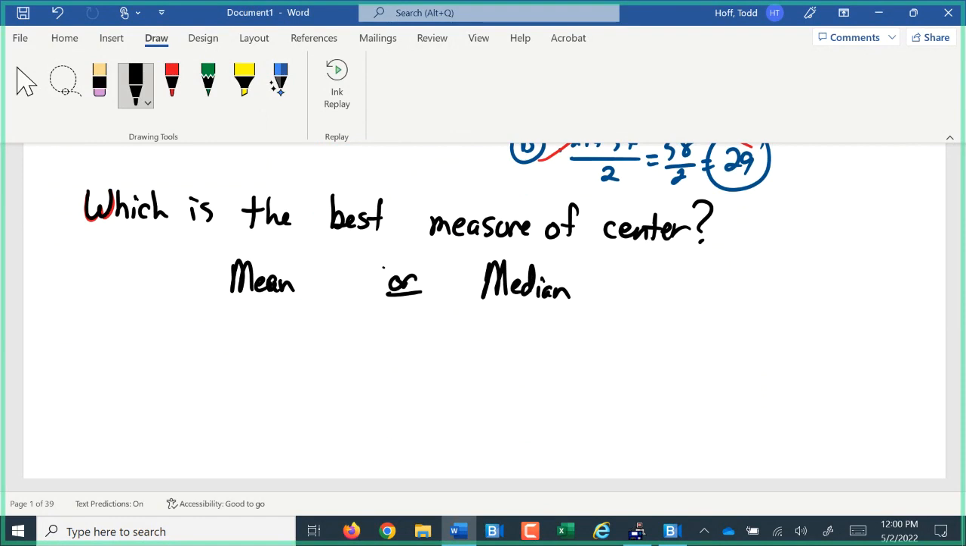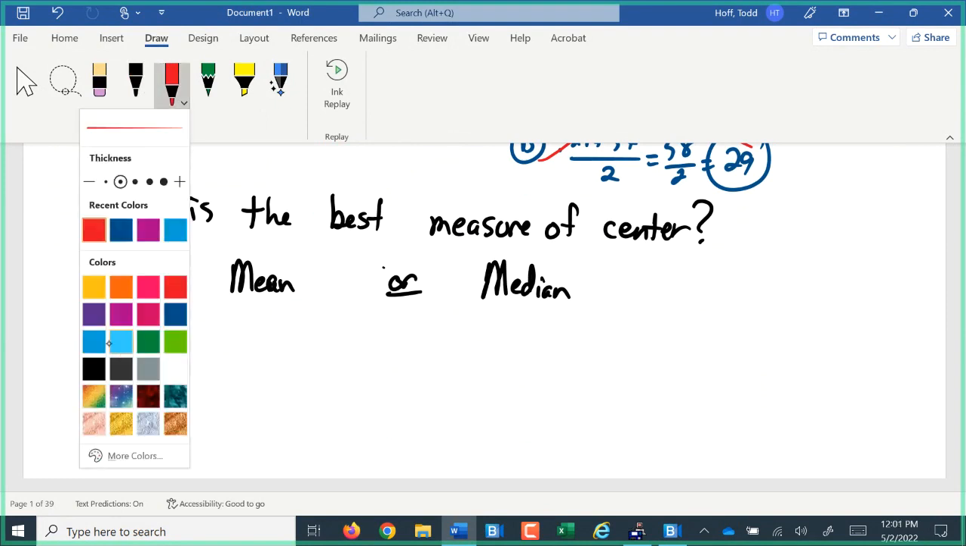Most people, if I surveyed them, would say the mean is the better measure of center. Because, well, it's a formula. You add the numbers up, you divide, you crank out this formula. It just feels more satisfying, more concrete. But let's look at an example here.